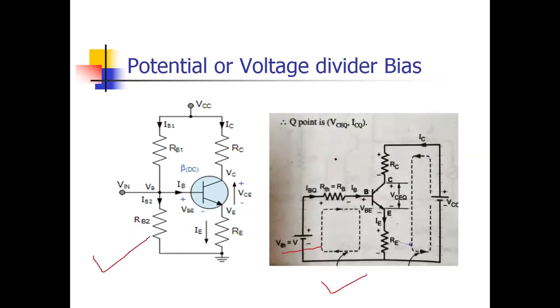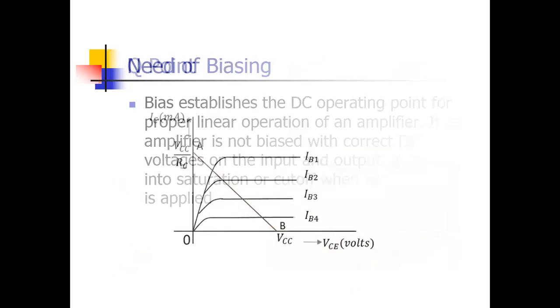Now if you remember, why are we doing biasing? We are doing biasing for calculating the Q point. And what is the Q point?